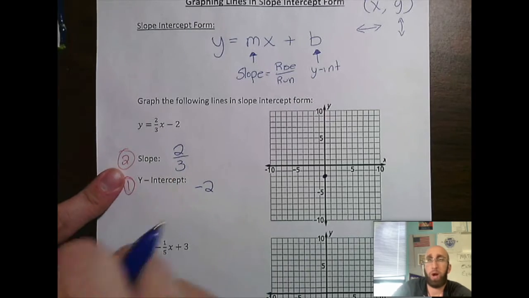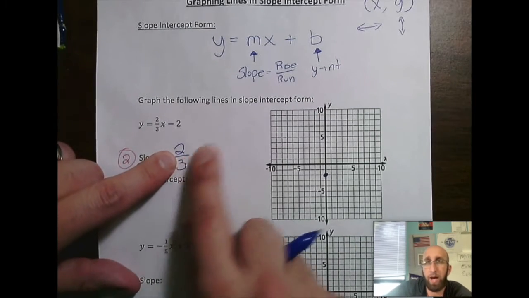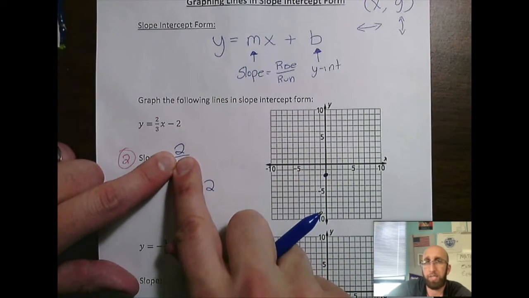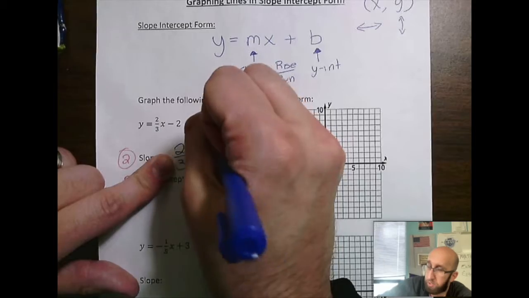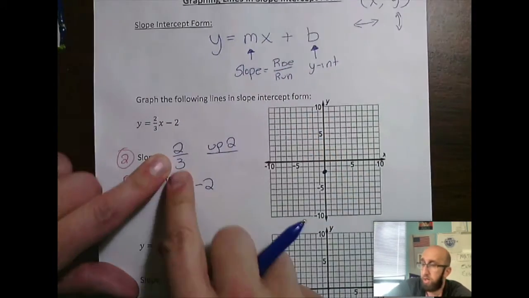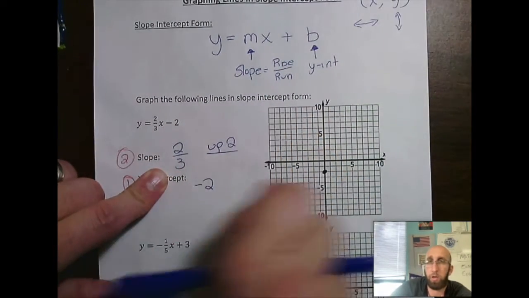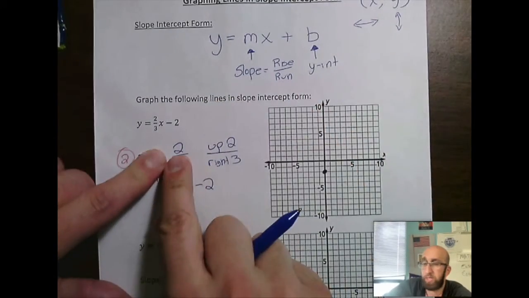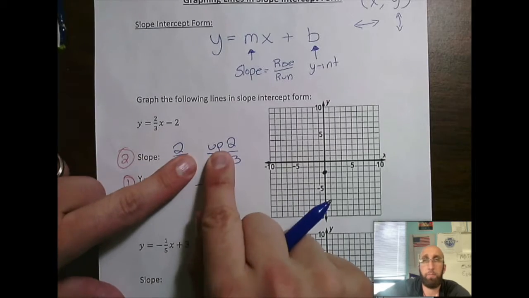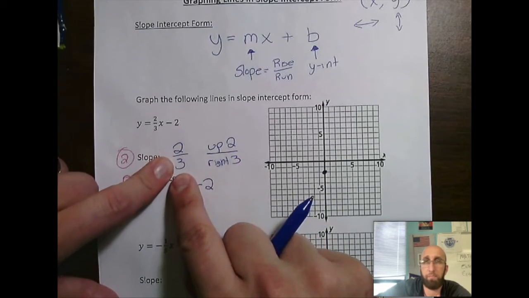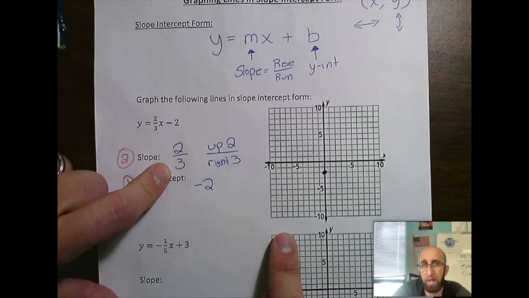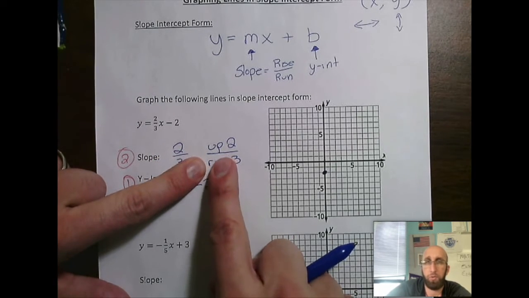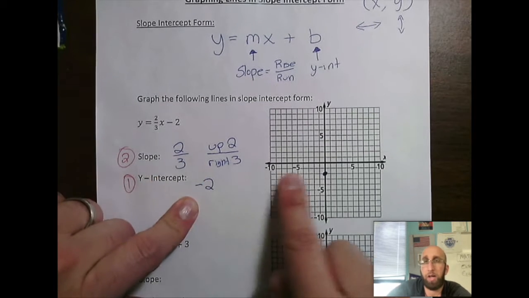Remember, it is rise over run. When I see a positive 2, I'm thinking, am I going up or down? A positive 2 means I'm going to go up 2. And this 3 is the run part. It's always about going to the right. So I'm going to go up 2, right 3. Since this is positive, I'm going up 2, and the bottom of 3 is always right 3. So my pattern is up 2, right 3. I'm going to start at my y-intercept.